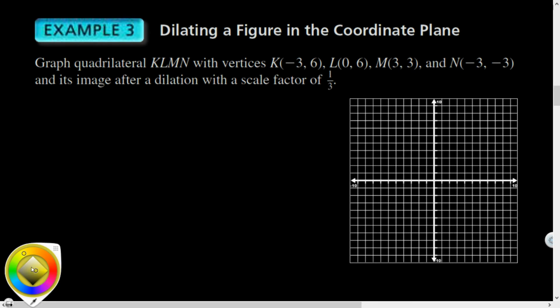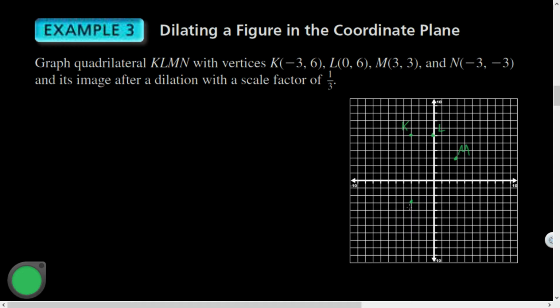Okay, we're getting good at the graphing, friends. Let's see, -3, 6. So -3, up 6. There is K. Hip hooray. Let's see, L is 0, 6. L, and M is 3 with the 3. M. There we go. And N is -3 with the -3.